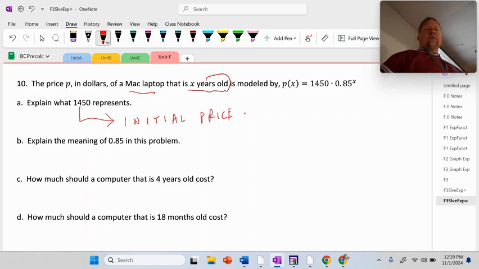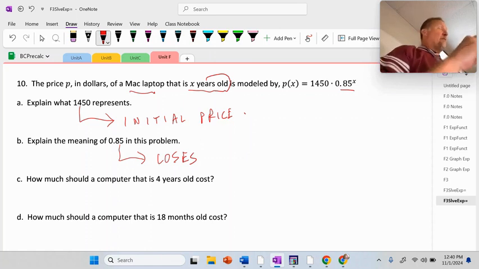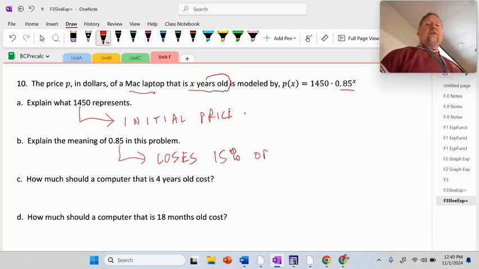Mine's getting pretty old. What's the 0.85 represent? Tell me this in terms of loss of value. This is going to be something that's important later anyway. How much value does this lose? It's in years, so per year. 3, 2, 1, go. Yeah, so this loses. Very well done. You're going to need to know this in this way. So the 0.85 means you lose 15% of value per year. You're going to need to know that. You're going to need to know it in that way.